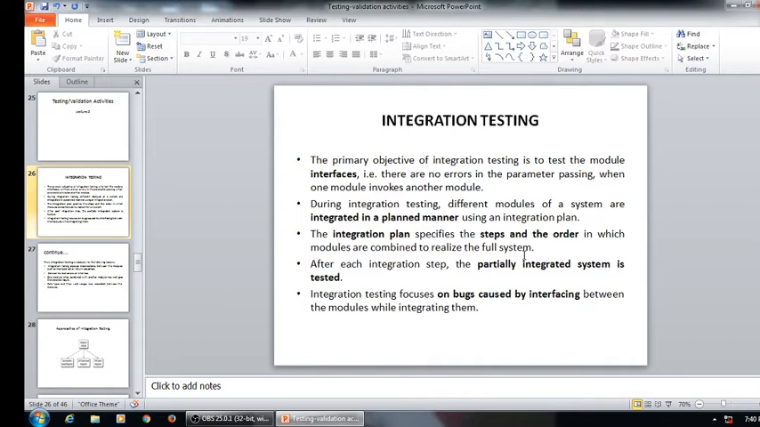Let's suppose one way could be a top-down approach. We start with the root module and we start integrating the modules from the top till the leaves are reached. Or another way could be a bottom-up approach. We start with the leaf modules and we keep on combining them until the root module is integrated. The benefit we get out of it is that it focuses on bugs caused by the interfacing, so we are able to identify the errors in the interfaces.